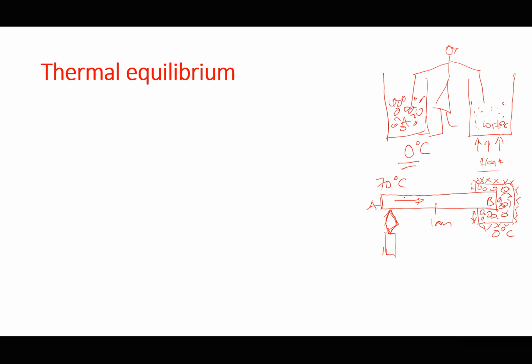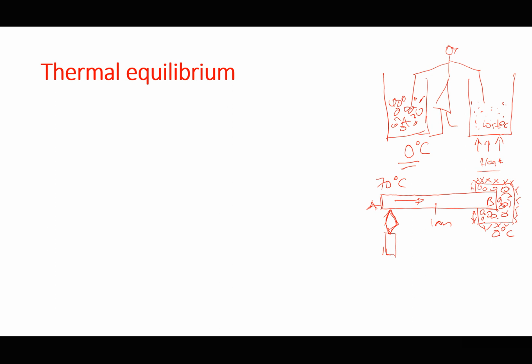So let us assume that after a certain period of time, maybe we remove the flame and we also remove maybe the ice. We have already asked, the ice has already helped us to identify that actually there is a net flow of thermal energy from end A to end B. So naturally, heat flows from a region of high temperature to a region of low temperature.